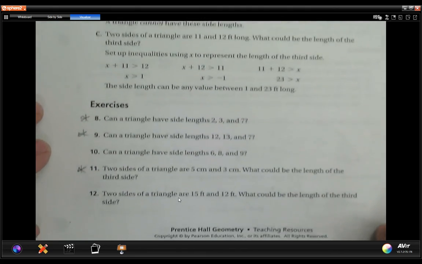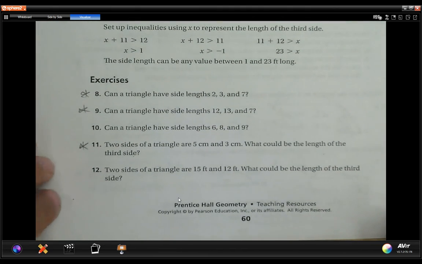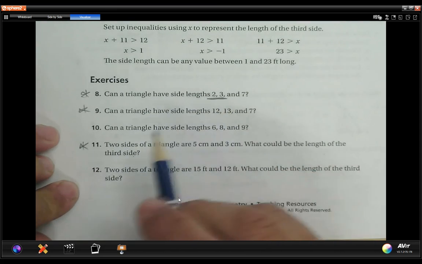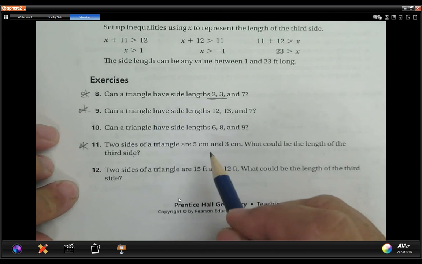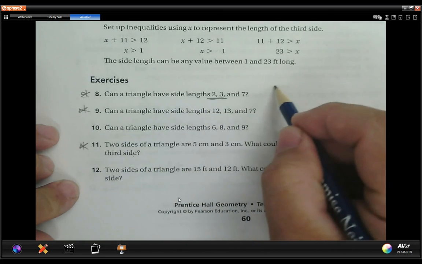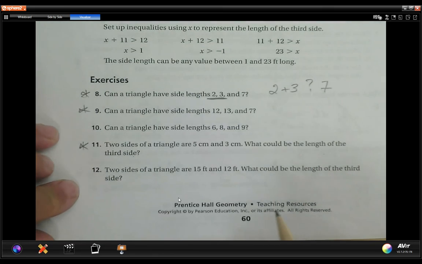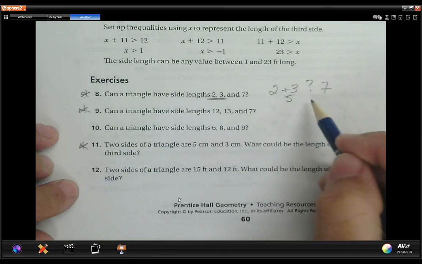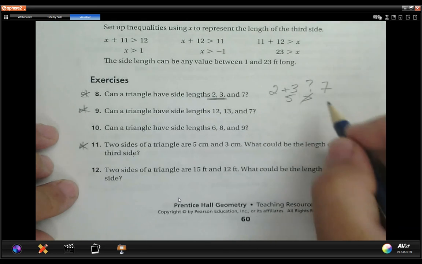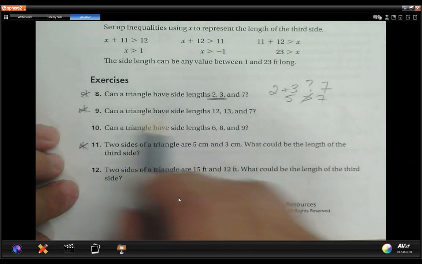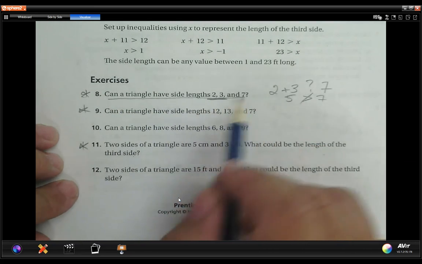So here's all you have to do. Look at number 8. It says, can a triangle have side lengths of 2, 3, and 7? So very simply, all you have to do is you take your two smallest lengths that you have, you add them together, and you see if it's greater than the other. So if you notice, I'm going to take 2 plus 3, and I'm asking myself, is that greater than 7? Well, 2 plus 3 is 5. 5 is not greater than 7. It is not greater than 7. So that means these three lengths could not make a triangle. So again, our question is, can a triangle have side lengths of 2, 3, and 7?